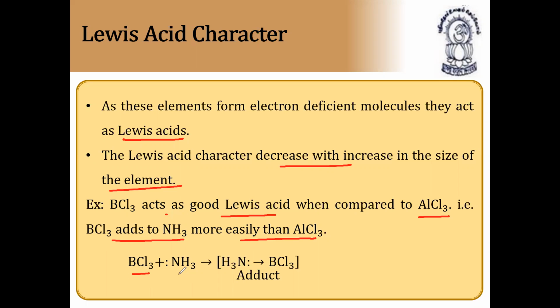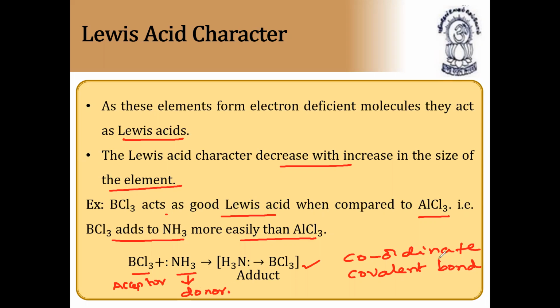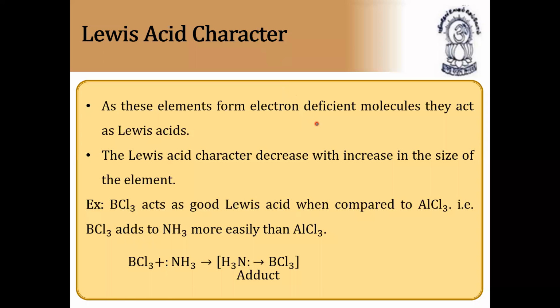BCl3 combines with ammonia and forms an addition product by means of a coordinate covalent bond, because ammonia is the donor and BCl3 is the acceptor. This is a special type of bond. BCl3 is the acceptor because it is accepting, and ammonia is the donor. So, coordinate covalent bond. Please make a note of this, children. Very, very important.